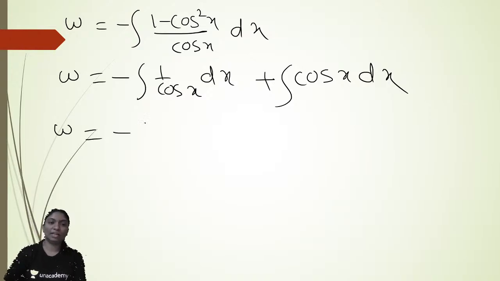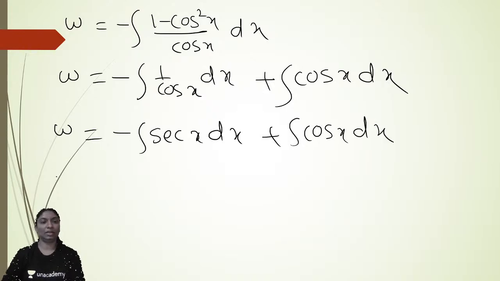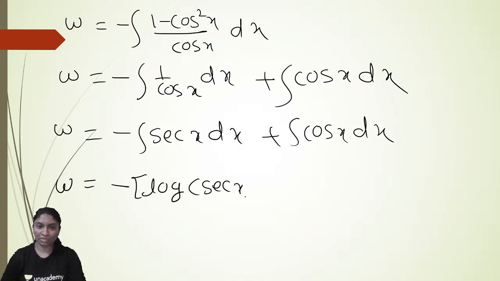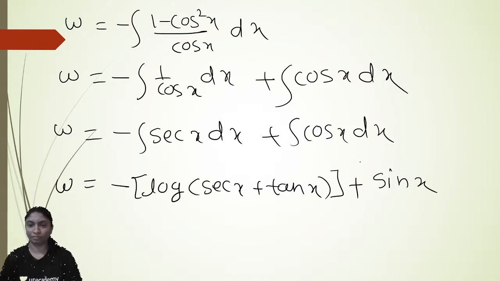Now w is equal to minus integration of 1 upon cos x, which is nothing but sec x dx, plus integration of cos x dx. Right? So w is equal to minus integration of sec x, which is log of sec x plus tan x. Okay, integration of sec x is log of sec x plus tan x. So w is minus log of sec x plus tan x, plus integration of cos x, which is sin x. Here you are getting integration of cos x is sin x. So ultimately you will get w is equal to this.